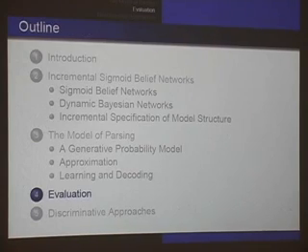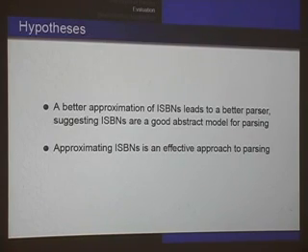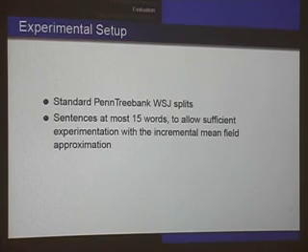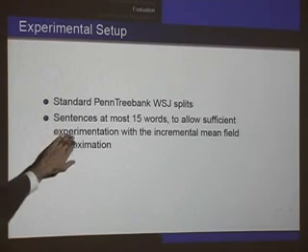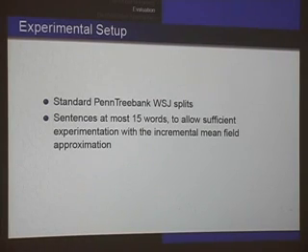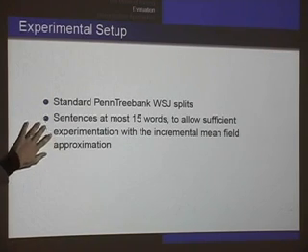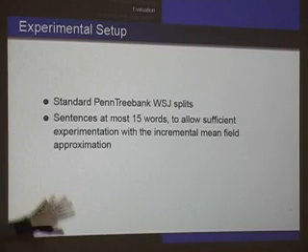Okay, so evaluation, as I said, we have two questions. One, is it worth trying to come up with a better approximation? Will it give us a better parser? And two, are we getting good results in absolute terms? So we use a standard benchmark data set, but we're only looking at sentences at most 15 words long. Several people have done this before. We do that basically because the mean field method is slow to train and we didn't have time to run a sufficient number of experiments. We're running the incremental mean field on the full data set now, but we don't have those results yet.